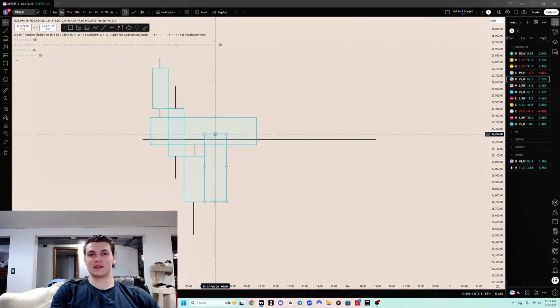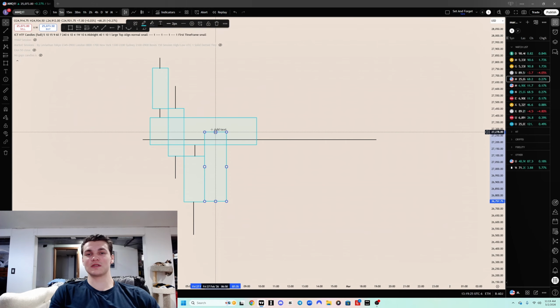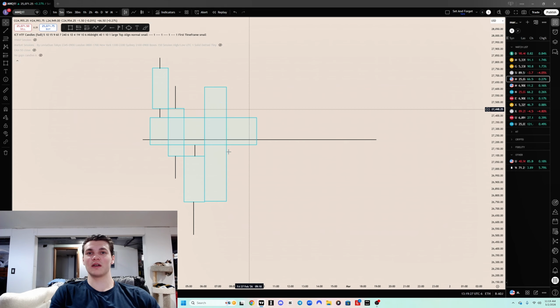Instead, you want to see a candle like this, or you can even wait for this. You can either wait, or you can see this, a candle fully inverse that gap, break it back above.